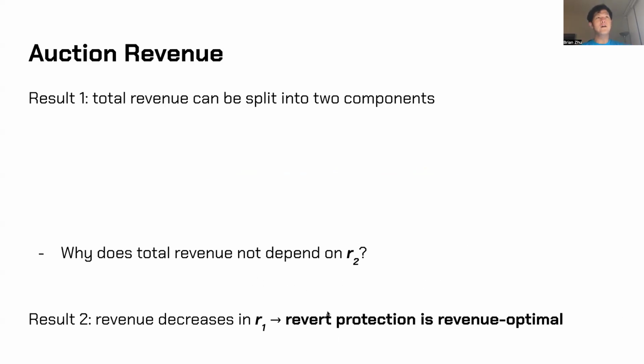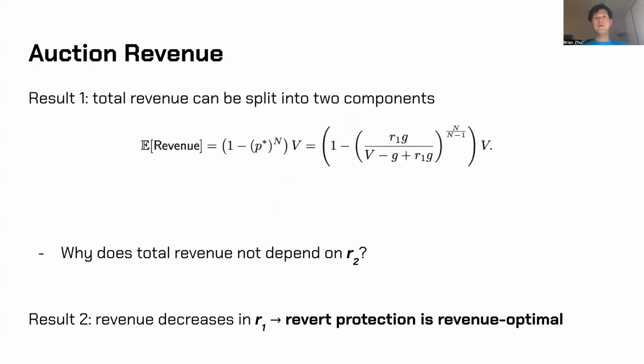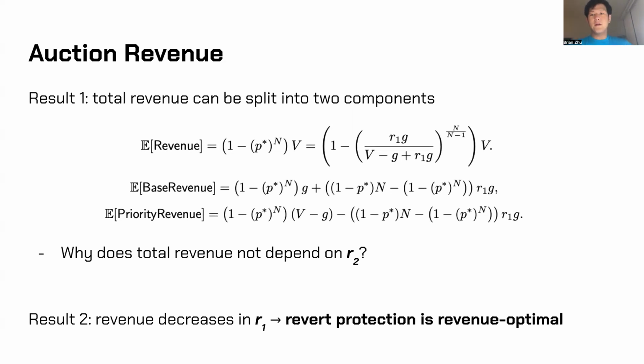So now let's analyze the equilibrium strategies. So our first main quantity of concern is the auction revenue. And our first main result is that this total revenue can be split into two components with formulas of everything given as here.